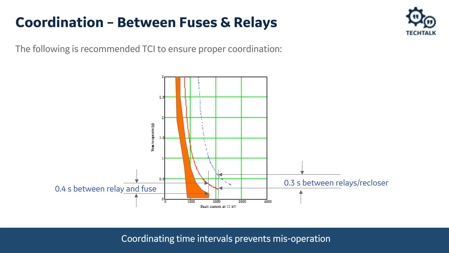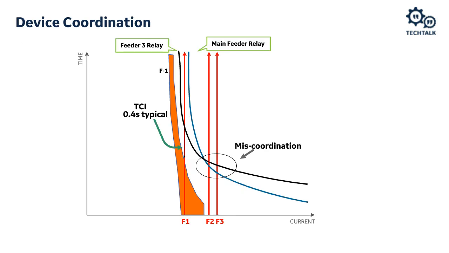Now again, the reason we can go smaller with the coordinating time interval between the microprocessor-based relays is simply because those devices are microprocessor-based. They're a little bit more accurate than the manufacturing tolerances of fuses. And we'll talk about why we use these numbers in just a couple of slides. But the next slide shows an example of what happens when we have miscoordination.